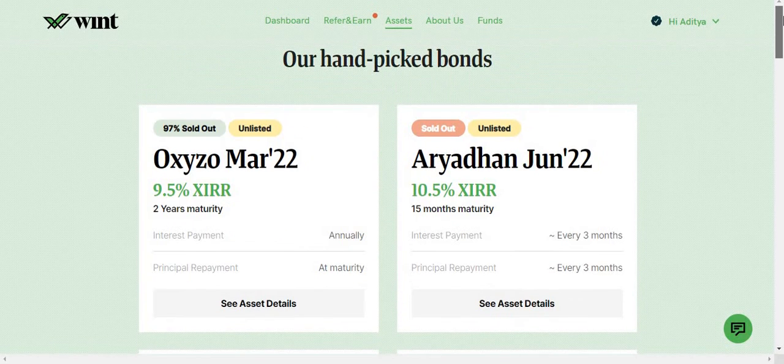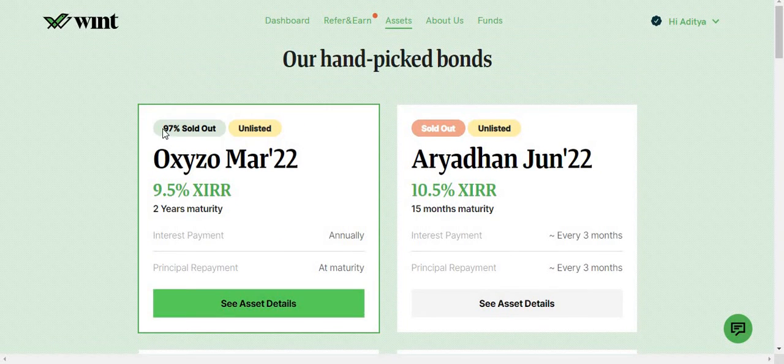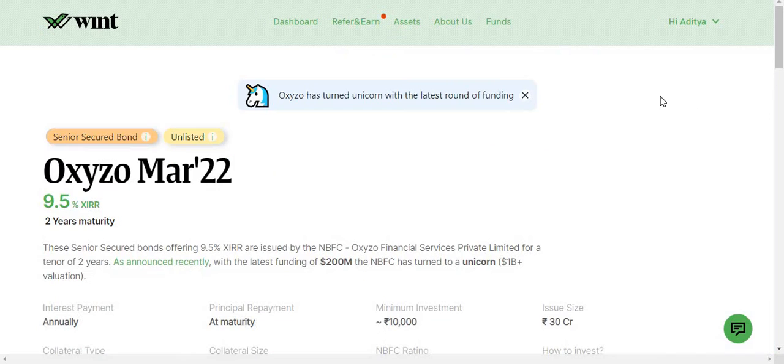Let's say you want to invest. There is only one open, 97% sold out and 3% remaining. Let's see this one. You can see 2 years maturity and your annualized return is 9.5%. Your interest will be given annually, and all your repayment will be at maturity. So you have to check. Let's go to see asset details.